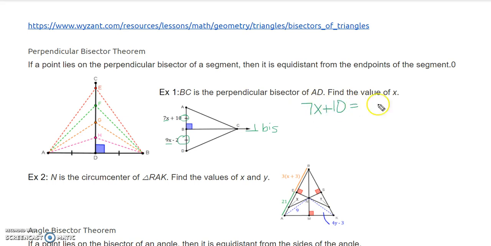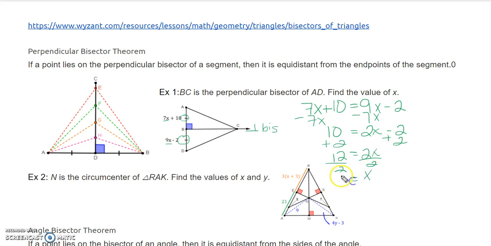7x plus 10 is going to equal 9x minus 2. So then we solve for x. I take my smaller x over to my larger x. So I'm going to subtract those. I get 10 is equal to 2x minus 2. Then I'm going to take negative 2. I'm going to add 2 to both sides. I get 12 is equal to 2x. Divide by 2. And x is equal to 6.